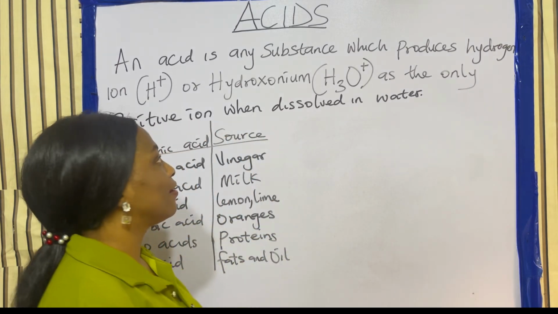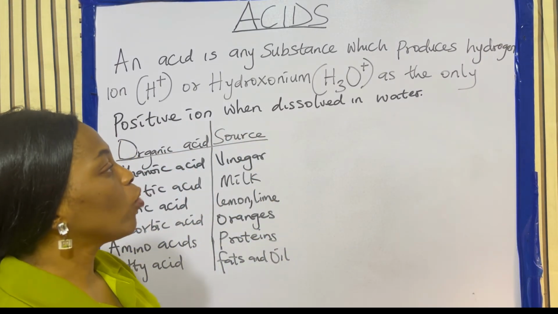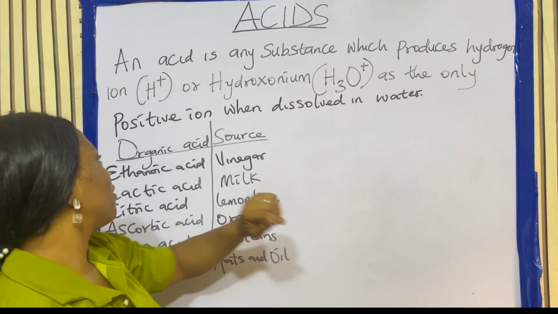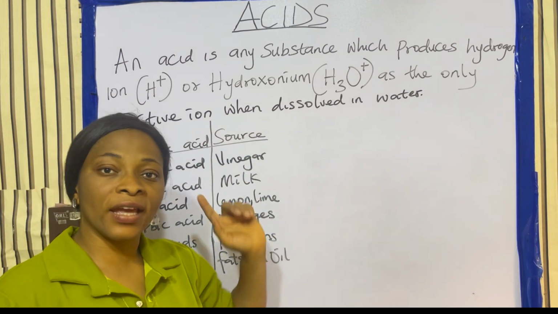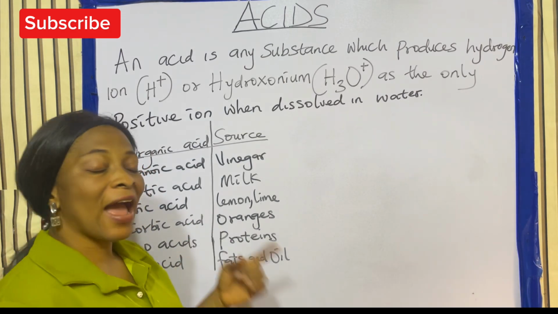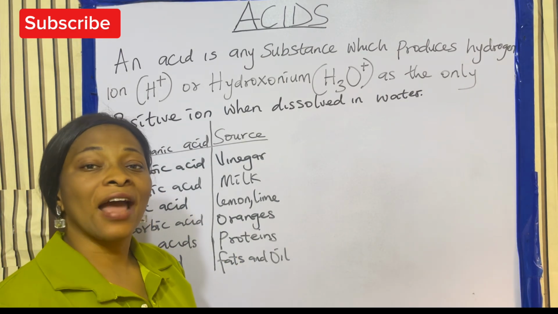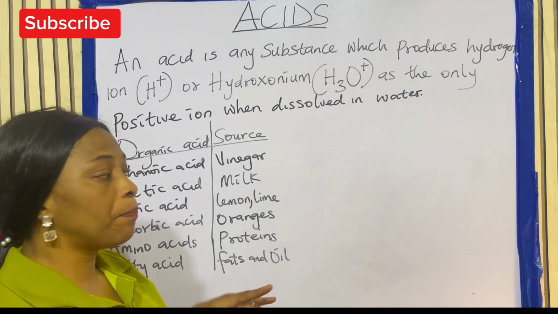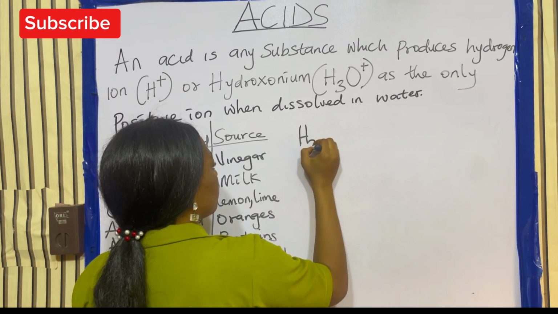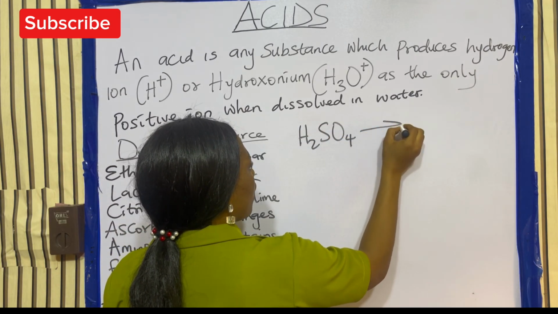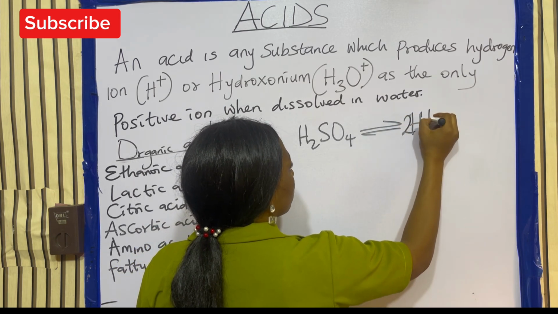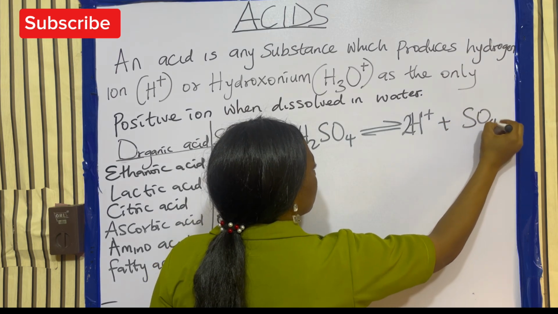Now, what is an acid? An acid is any substance which produces hydrogen ion or hydronium ion as the only positive ion when dissolved in water. When you dissolve tetraoxosulfate VI in water, it's going to give us ionization. It's going to give us hydrogen ion and tetraoxosulfate VI ion.